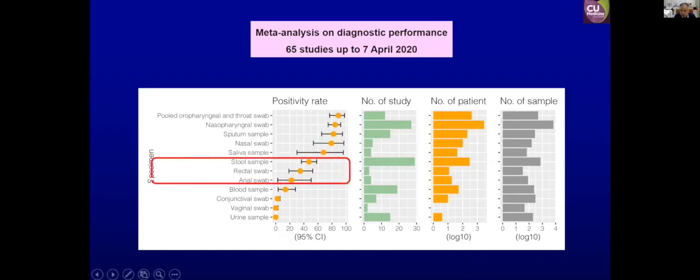And then stool sample. Although we find virus from stool, according to this meta-analysis, stool sample is not very sensitive, just halfway. This is not unexpected because stool usually contains a lot of inhibitors to the PCR reaction. So sometimes even if you have the virus there, it may not show up a positive result.